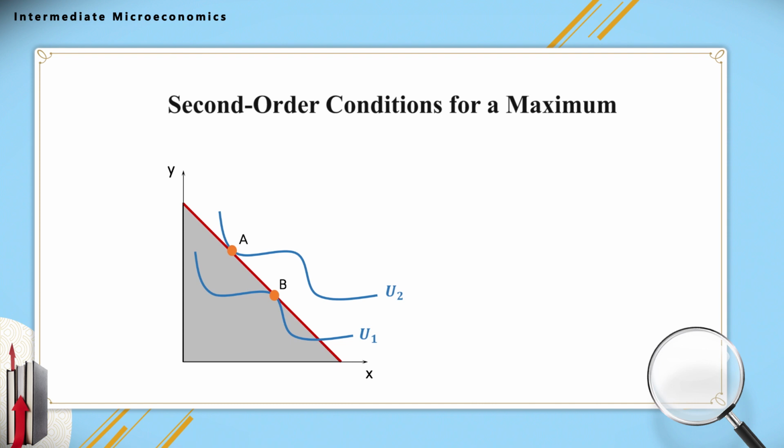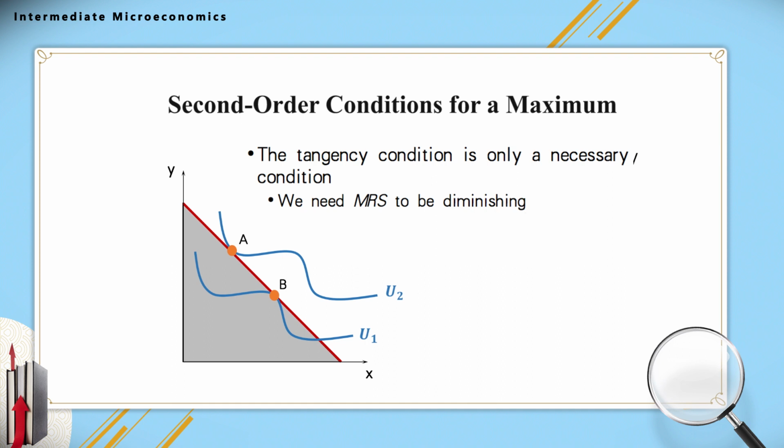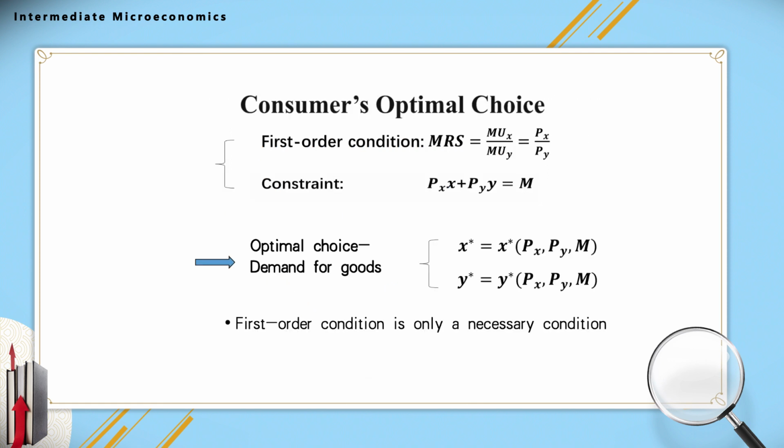But in this course, we only focus on the simplest case by assuming that the preference is convex. That is, MRS is diminishing. So we always find only one tangent point, if there is one. The optimal choice is the quantity of consumer demand at given commodity prices Px, Py, and income M.